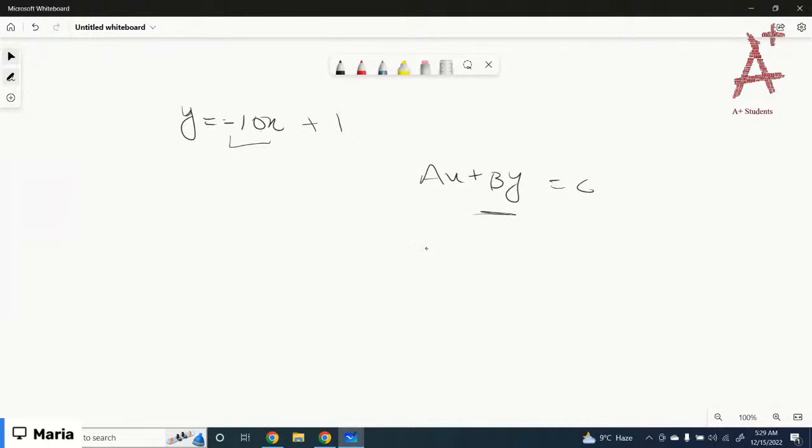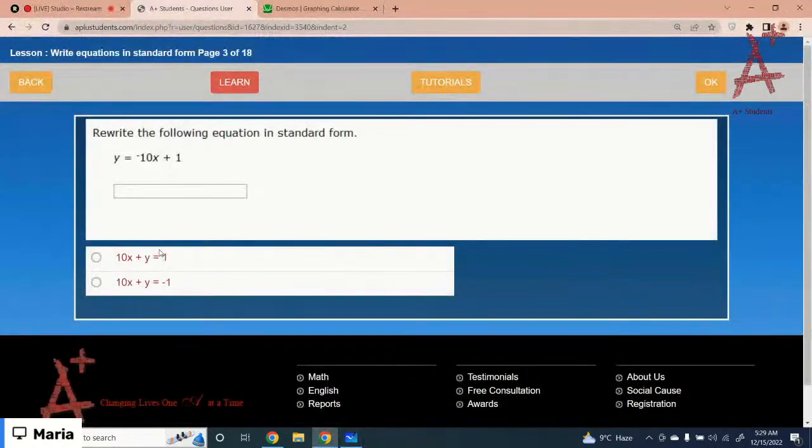It would be negative 10x. When you move it to the other side, it would be positive. So 10x plus y equals 1. Got it? So this is the correct option, 10x plus y equals 1. So just select the correct option, then click on the OK button. Got it?